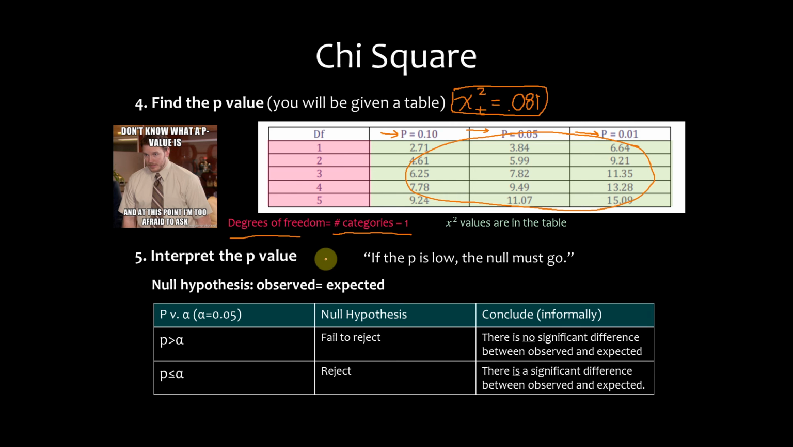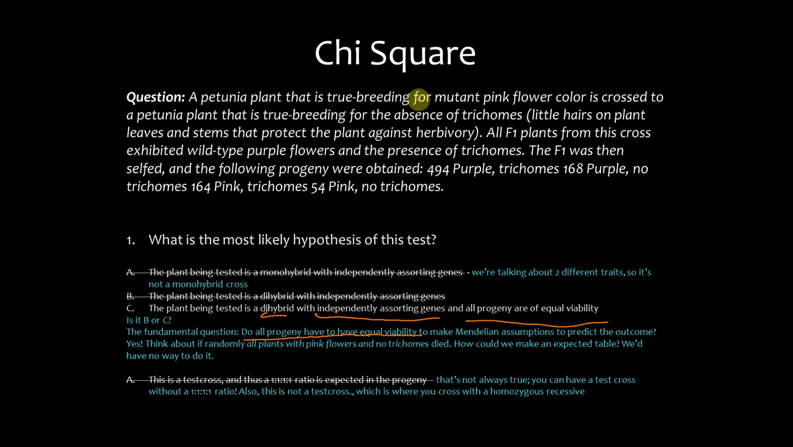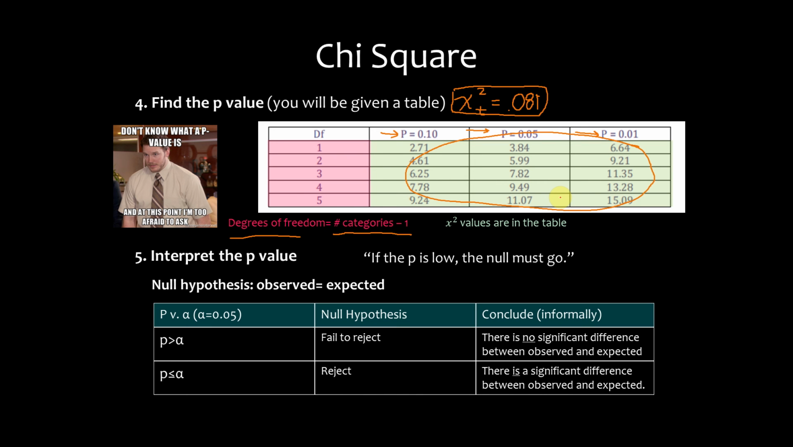So the number of categories in this case was, let's go back and look at the question. So, petunia plant that's true breeding for a mutant flower, all F1. Okay, so here are the number of categories. Purple with trichomes, purple no trichomes, pink with trichomes, pink no trichomes. So there are 4 main categories here. So, in this case, the degrees of freedom equals 4 minus 1 equals 3. Okay.